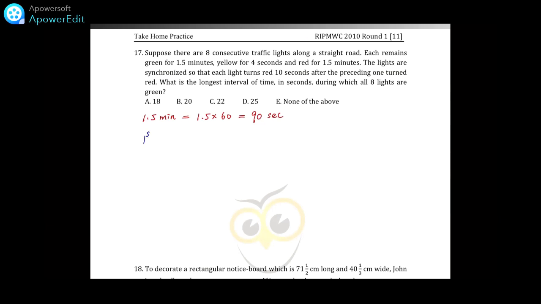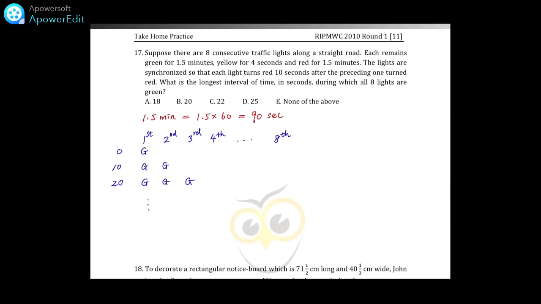Let's label them: first traffic light, second, third, fourth, all the way to the last one. There are 8 traffic lights. At the start, at 0 seconds, only the first one is green. The others are not green. Then 10 seconds later, the first 2 will be green. Then 20 seconds later, the first 3 traffic lights will be green. So the list goes on.